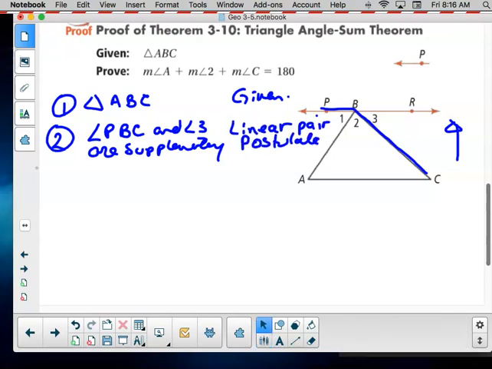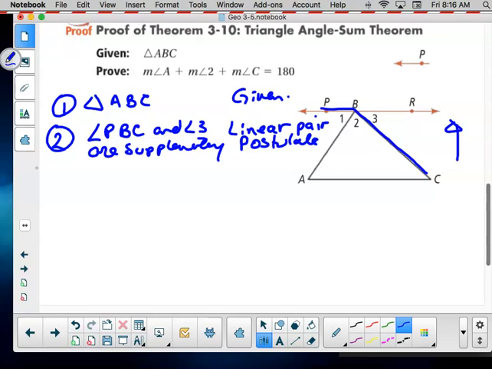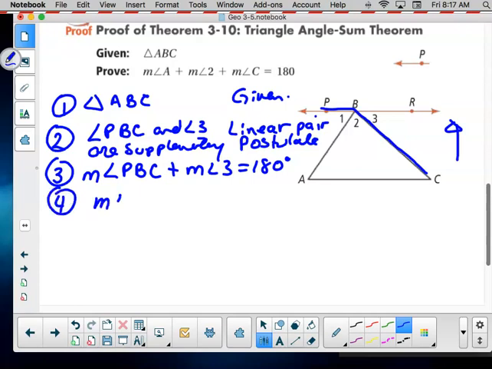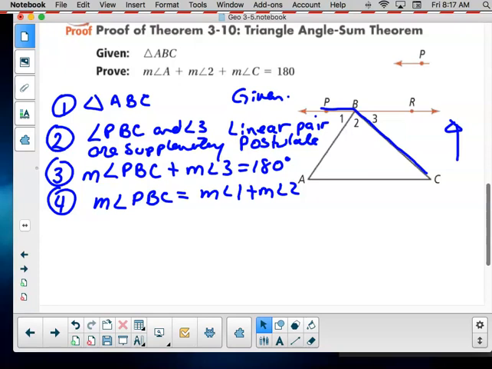Now keeping that in mind, I know as I move on here that the measure of angle PBC plus the measure of angle 3 is equal to 180 degrees. Now I'm not complete here because I'm going to use the angle addition postulate and talk about the measure of angle PBC also being comprised of the measure of angle 1 plus the measure of angle 2. I'm getting carried away here. I've got to fill in some steps. So let me fill in a couple steps here.